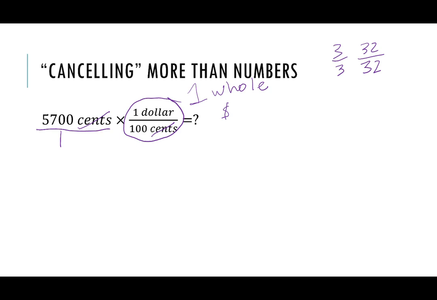So we're going to have 5,700 times $1 over 100 divided by 100. That simplifies, of course, to be $57. There are $57 in 5,700 cents. If you have that many cents, you have $57. And we can use this fraction to convert from cents to dollars.